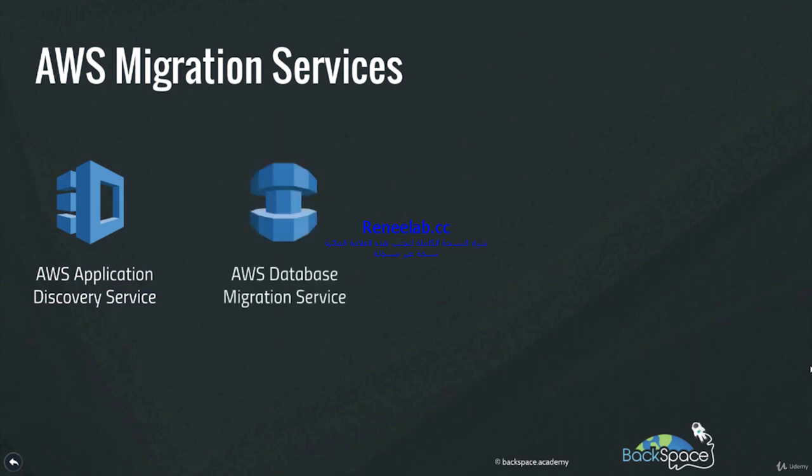AWS Database Migration Service orchestrates the migration of databases over to the AWS cloud. You can also migrate databases with one database engine type to another totally different database engine type. For example, you can migrate from Oracle over to AWS Aurora.